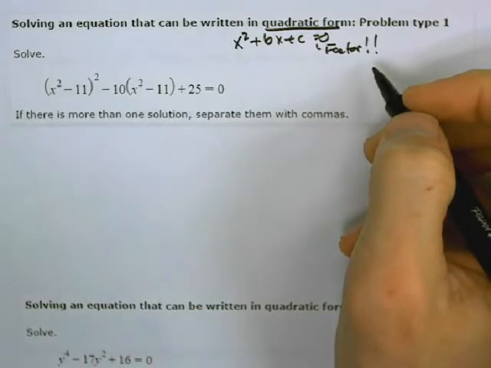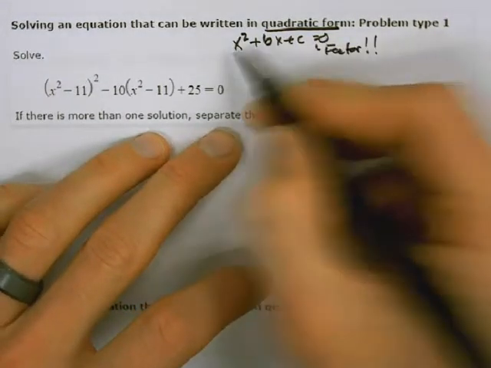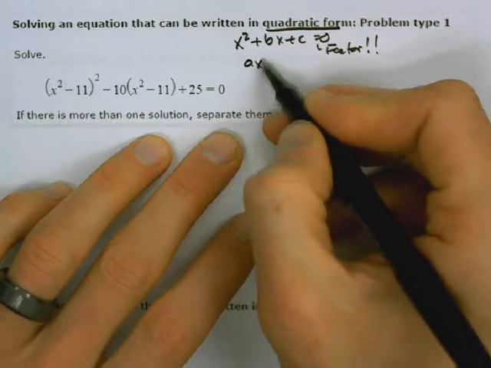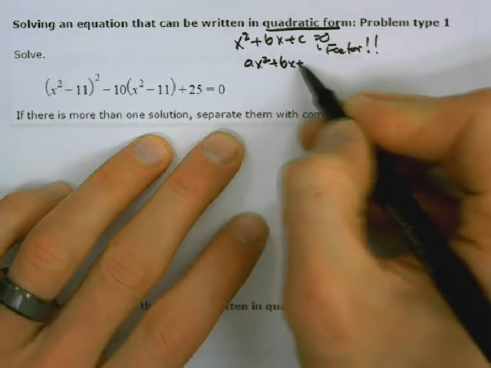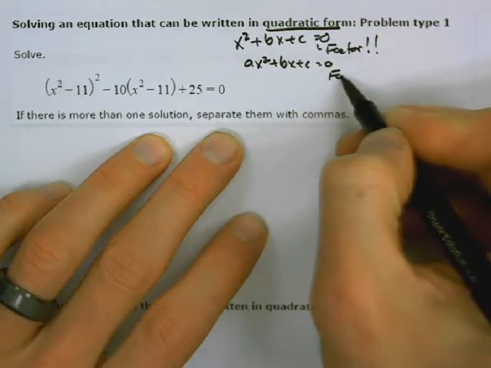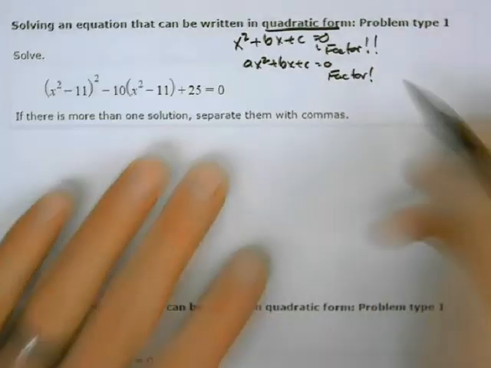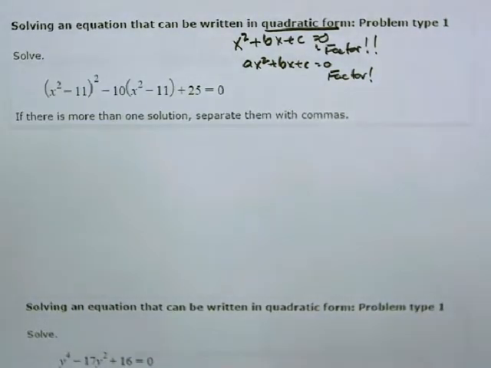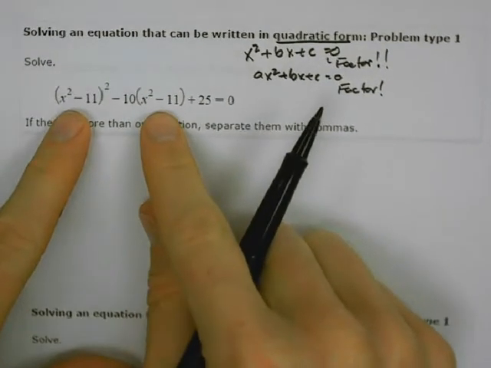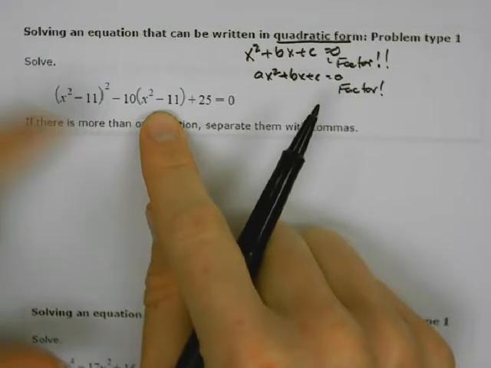Or it might even be something with a leading coefficient that's greater than 1. It could be ax squared plus bx plus c equals 0, and then you have to try to factor. But for all of these, they will and can be factored. They just look super scary because, I mean, look at that. That looks super hard to understand.